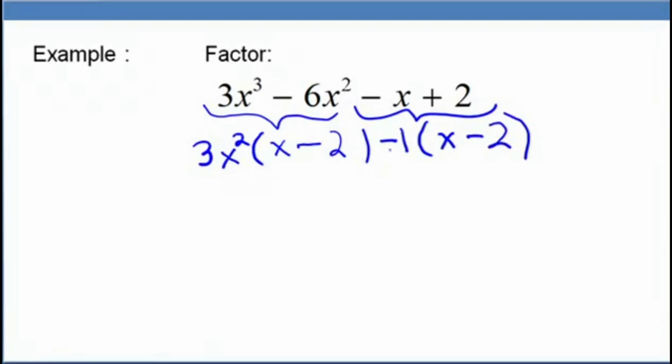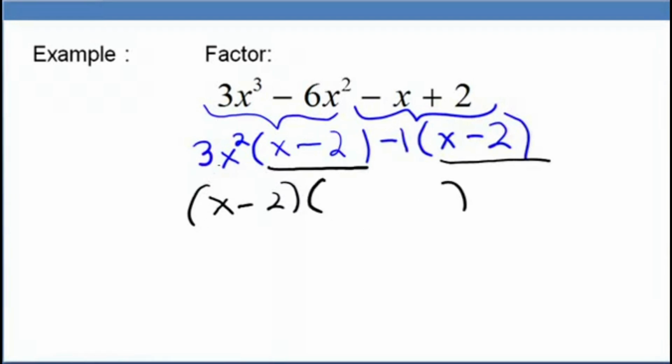Double check just this piece. So multiply back. -1 times x, -x, and -1 times -2 gives you back a +2. Then we look, and we do have the common binomial. That was our goal. So we can take it out. X minus 2. And to get back there, we're missing 3x squared minus 1.